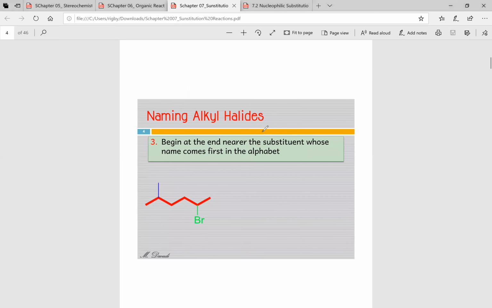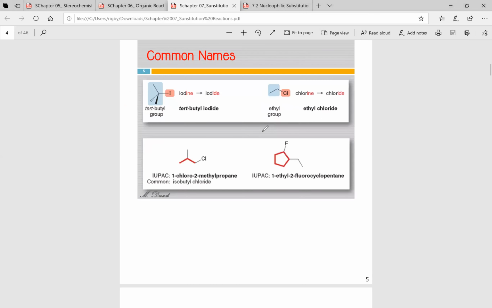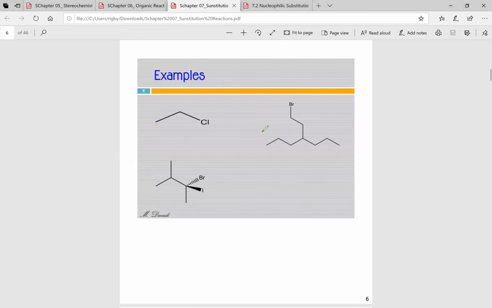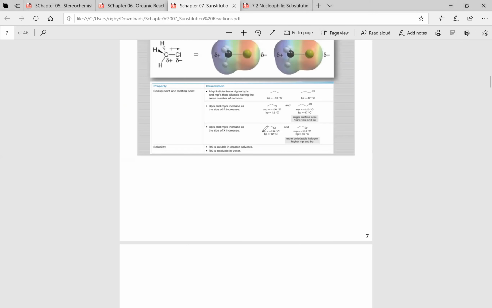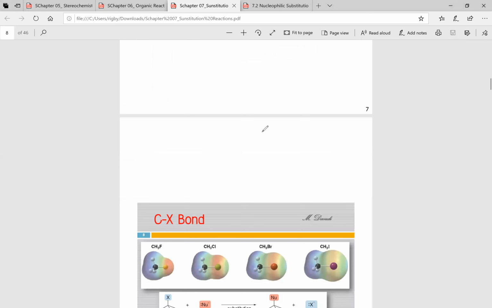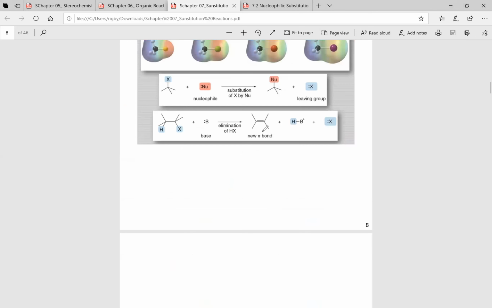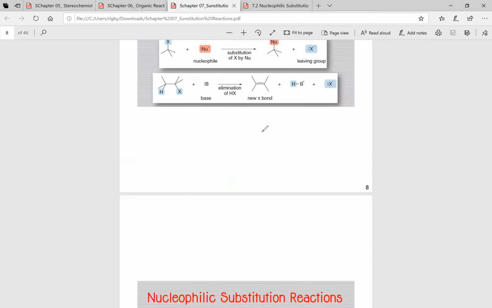I'm just going to continue on because I feel like naming alkyl halides is not that hard, especially when compared with other parts of this chapter. But if you do want me to go back and talk about it more, I'm totally willing to do that. Just let me know. Okay, so those are alkyl halides.